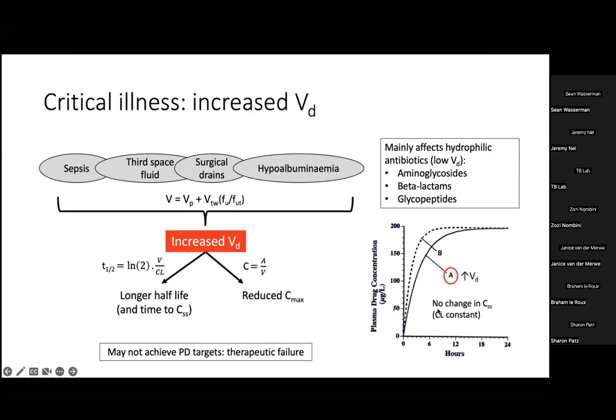As the volume of distribution goes up, you can see that the Cmax goes down and the overall exposure goes down, but the time to achieving steady state concentration is longer, right? Because the half-life goes up. The steady state concentration is unchanged because the clearance is constant, but the time to achieving it is longer. And that's a problem in patients who have critical illness, because you want to achieve a steady state therapeutic concentration quicker in those patients because they are critically ill.